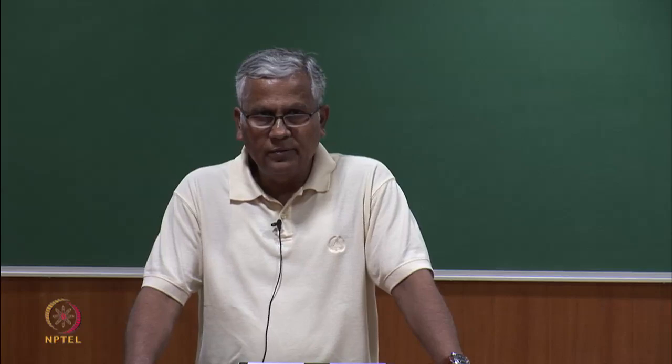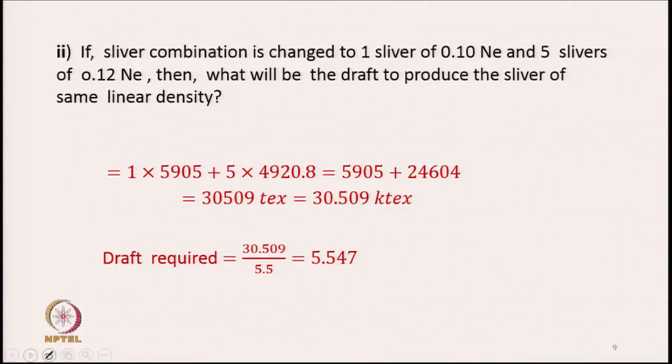This time we have one sliver of 0.10 Ne, so it will be 1 into 5.905, rest are 0.12 Ne. So, 5 into 4920.8. We find out the total tex value of the input slivers. This is the total sliver linear density at the input stage.